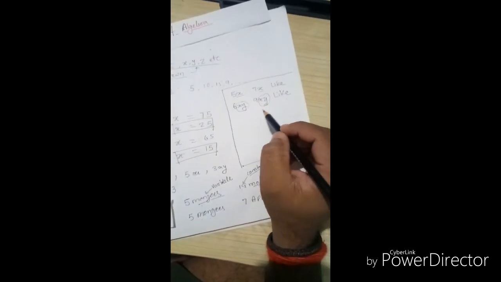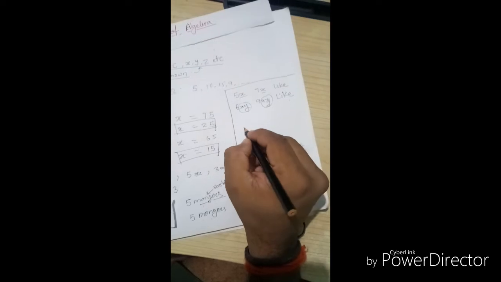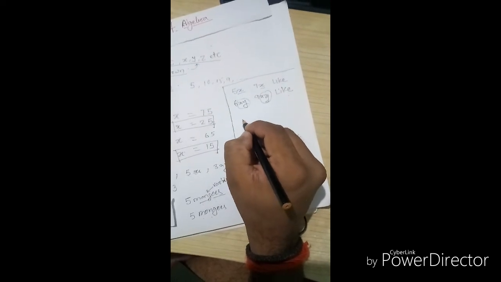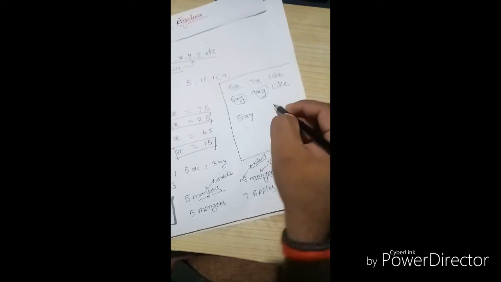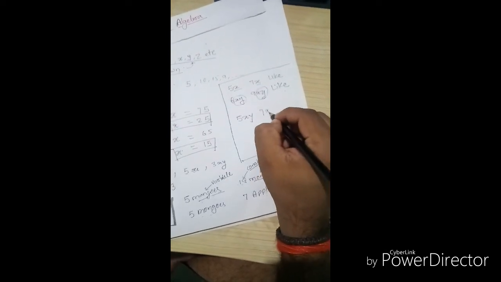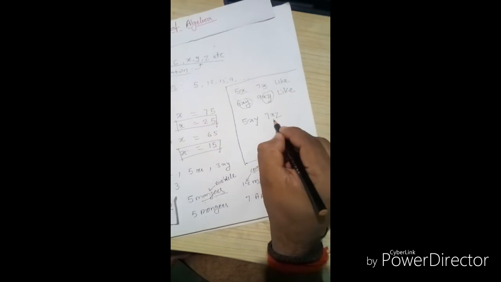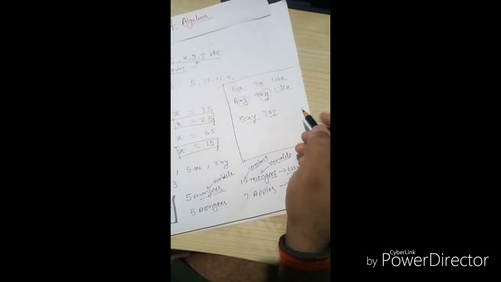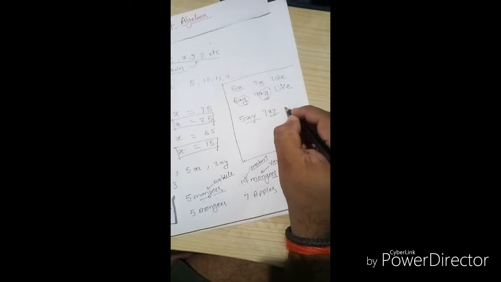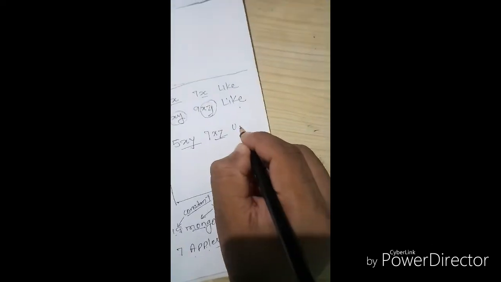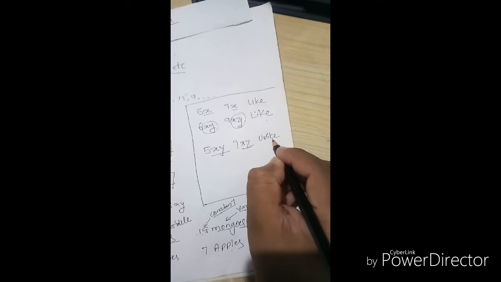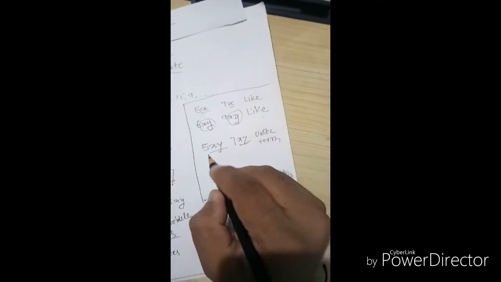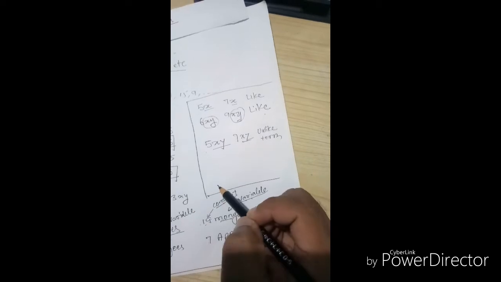Okay, so focus here. Now if I give an example like this, 5xy and 7xz, are their variables the same? No. If the variables are not the same, what are they called? Unlike terms. So both are unlike terms, and this one is called like terms.